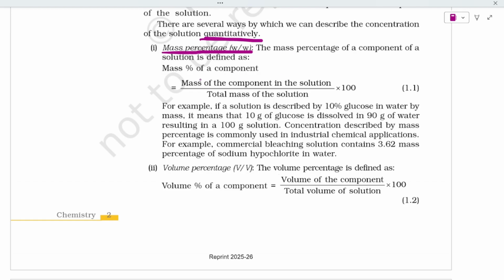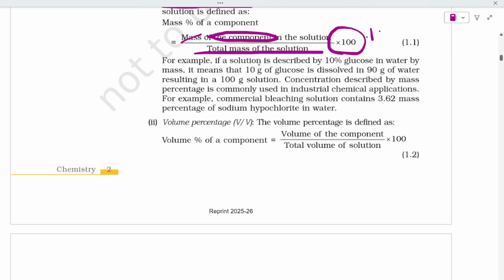Now it can be defined as the mass of the component in the solution divided by the total mass of the solution. Mass of the component, which component we have to find, divided by total mass, into 100, because it is a percentage. For example, 10% of glucose in water by mass means 10 gram of glucose in 90 gram of water, resulting in 100 gram of solution.